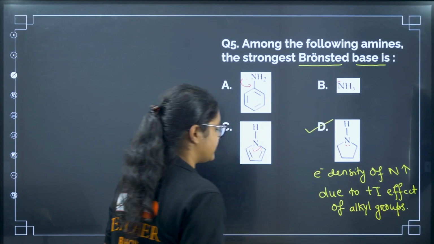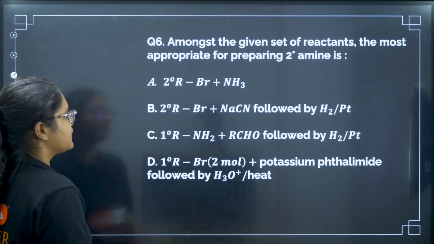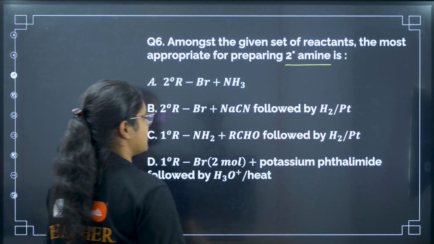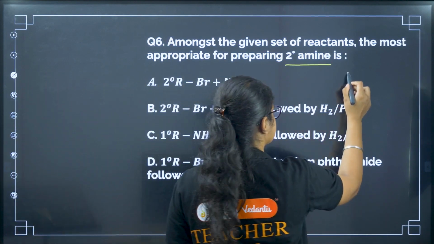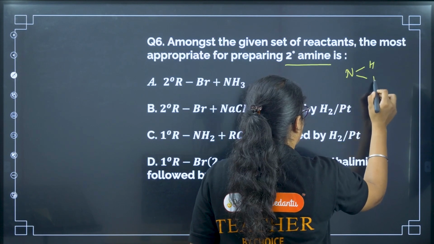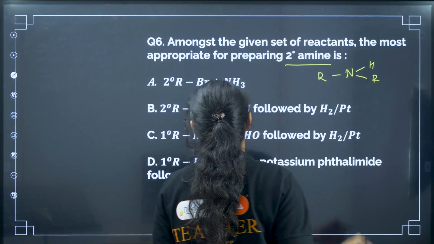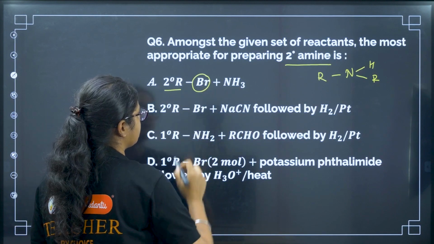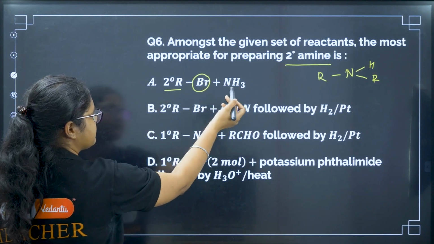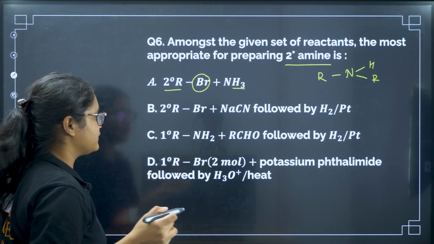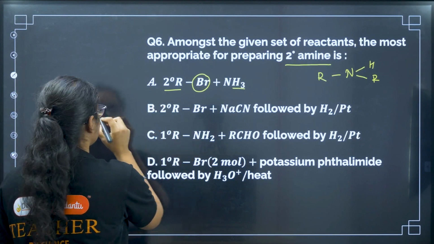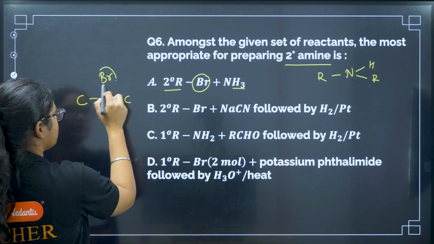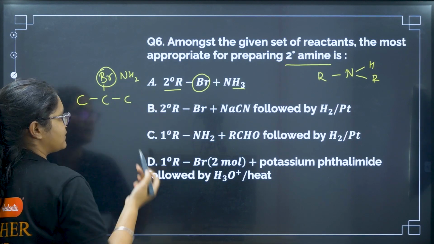Now let us see the next question. Amongst the given set of reactants, the most appropriate for preparing secondary amines are. The secondary amine structure is N, H, R, and R. Now, if we have an alkyl bromide and we replace the bromine with NH3, we will not get a secondary amine. Here bromine will be replaced with NH2, so that is again a primary amine.